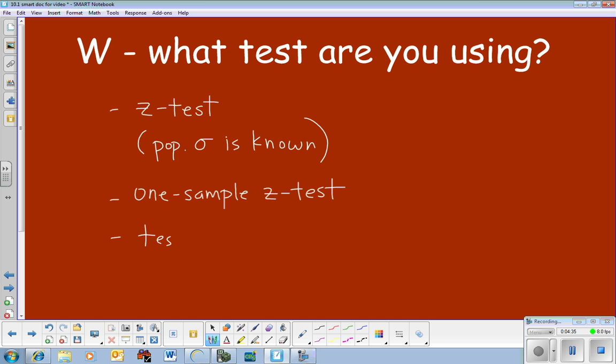It tests for population mean. Okay? Whatever the claimed number is, the average life of a battery or the average golf score, or whatever, we're testing to see how realistic that claim is. Okay, so W, what test are we using? Z-test. In your calculator, it's just called Z-test. Specifically, it would be called a one sample Z-test.